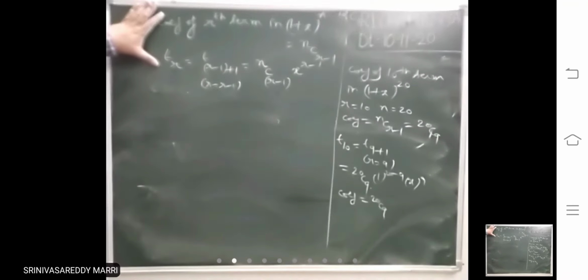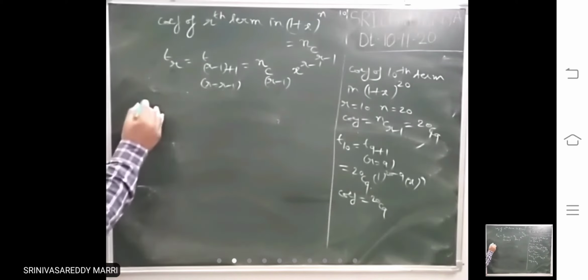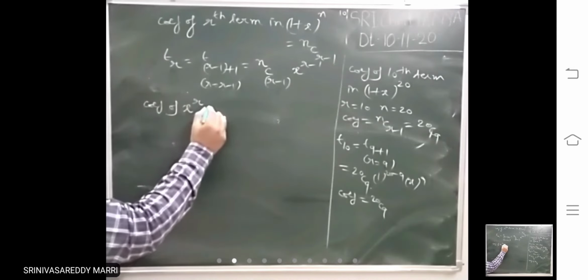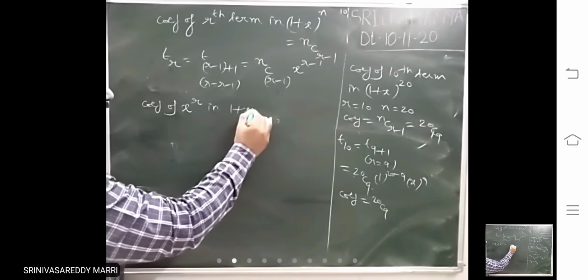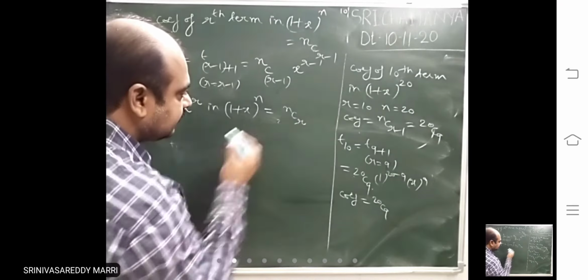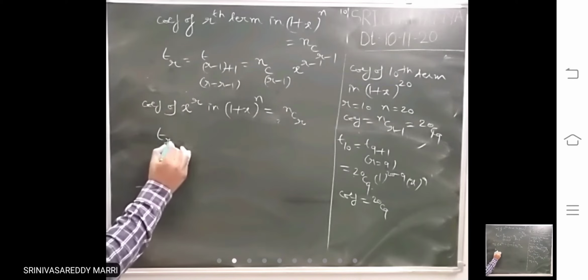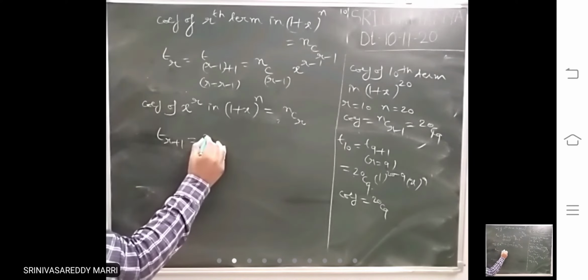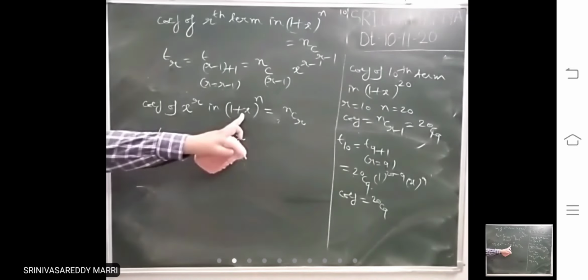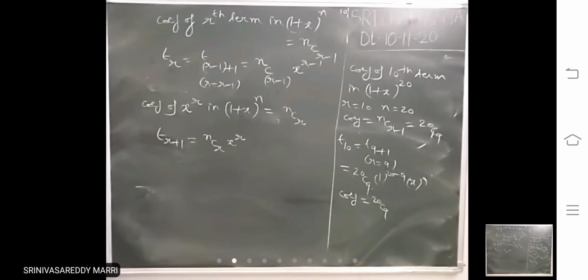So in this standard expansion, you remember the coefficient of the rth term is nothing but nC(r-1). Similarly, the coefficient of x power r in (1 plus x) whole power n is nothing but nCr. Now look at the general term. T(r+1) is the general term in this standard expansion. You remember this. Now coefficient of x power r means here x power r is there. What is that? nCr.